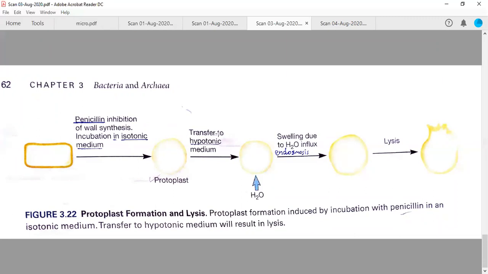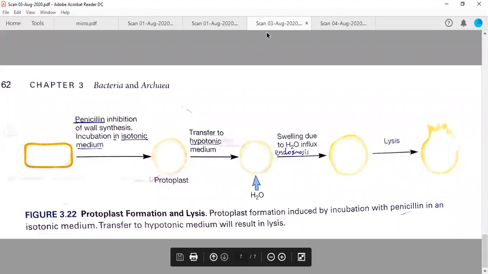So this is a protoplast. If you transfer this protoplast to a hypotonic medium, which is when the concentration outside is less than inside of the cell, what will happen? The water will go inside the cell. It will go across the plasma membrane, and the cell will swell due to H2O influx. This is called endosmosis because the water is going across the cell membrane, plasma membrane. Ultimately the cell will swell, and when the osmotic pressure inside the cell is extensive, the plasma membrane is unable to hold the osmotic pressure, and ultimately it will lyse. So from this discussion, it is evident that this cell wall is required to protect the bacteria from osmotic lysis.